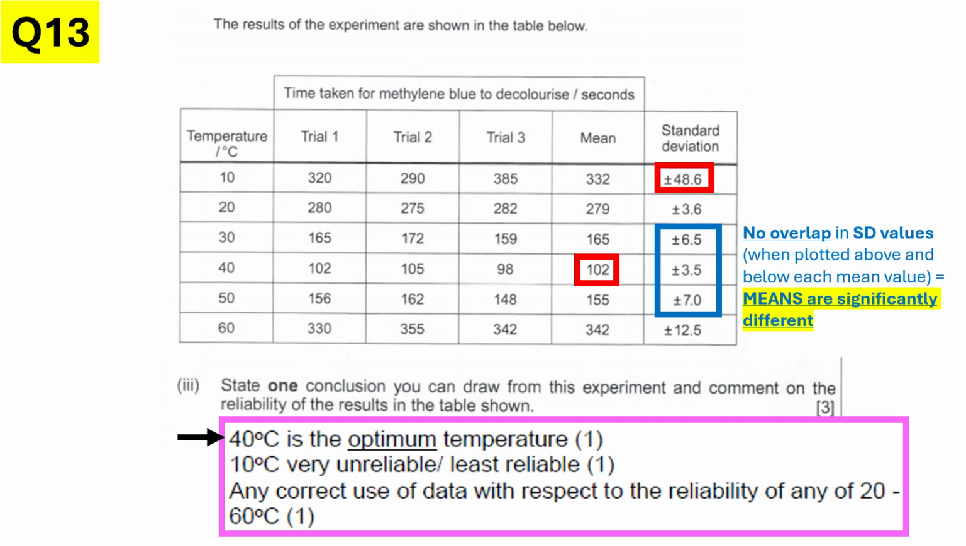So the first mark point then is 40 degrees C is the optimum for the dehydrogenase enzymes inside the mitochondria. 10 degrees C is the least reliable of the temperatures tested because of the great standard deviation. It's much higher than the other standard deviations, and any correct use of the data with respect to the reliability of 20 to 60 degrees C. So all these SDs are much smaller. And I would also incorporate the idea that because there's no overlap in the standard deviation bars from 30 to 40 to 50 degrees C, these mean values are significantly different from each other. And the 102 mean value is the significantly lowest value of all of the means.